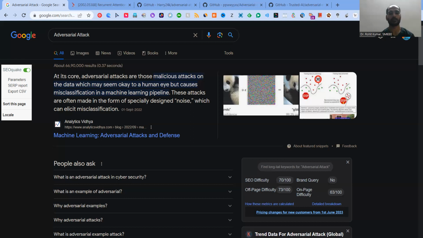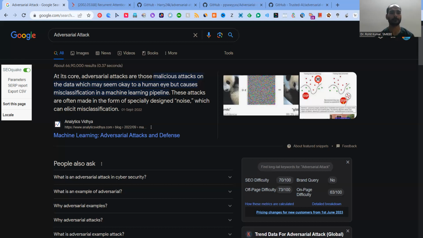This particular attack adds some malicious information to your data set. Ultimately, the motive is to add malicious information to make your model misclassify, giving false positives or false negatives.